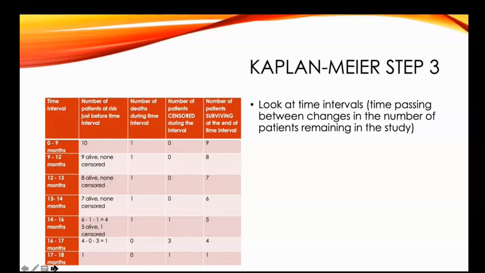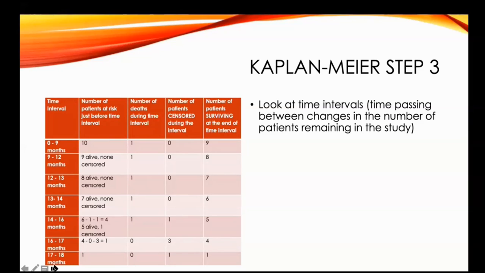And then from 9 to 12 months, we start off with 9 patients because patient number 6 had an event, so now we just have 9 patients remaining. And then there is one event. So patient number 10 has an event. No patients are censored. And at the end, there are 8 patients. Then from 12 to 13 months, we start with 8 patients. 1 patient dies, none censored. And we end the period with 7 patients alive.